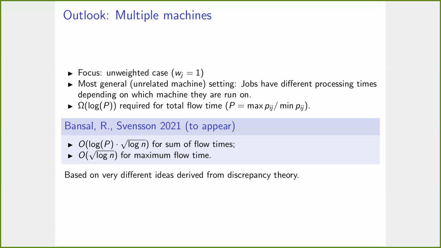We also got a new result for maximum flow time, where you don't want to minimize the sum of flow times, but you want to ensure that every job is processed within a specific time. And for this variant, we get a guarantee of order square root log n. In both, the open question left is to get rid of this square root log n. This is based on very different techniques and ideas using results from discrepancy theory. So I just wanted to briefly mention this, and now I want to finish my talk. And yes, are there any questions?